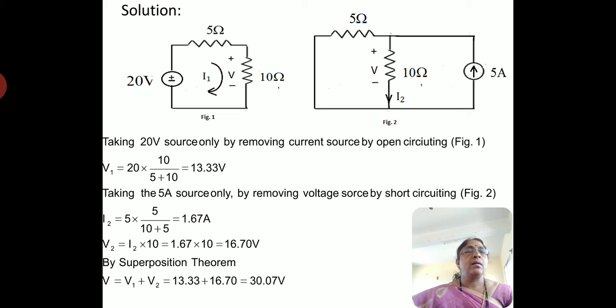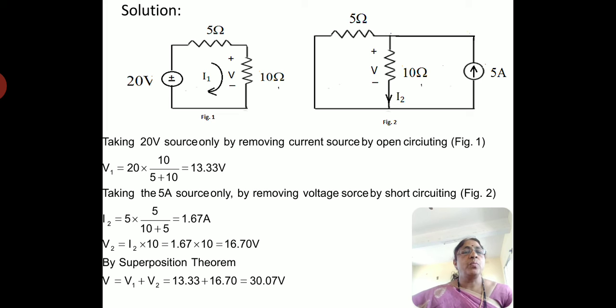And then in figure 2, remove the 20 volt first source, and take the 5 ampere source only, by removing the voltage source and connecting it to a short. Then I2 is equal to 5 into 5 divided by 10 plus 5. By the current dividing method, we take the total current into the opposite resistance, 5 ohm, divided by 10 plus 5, and that is equal to 1.67 ampere.